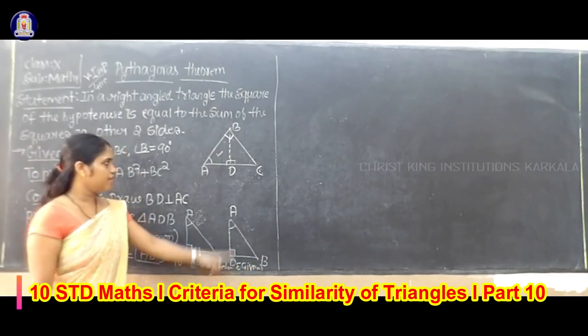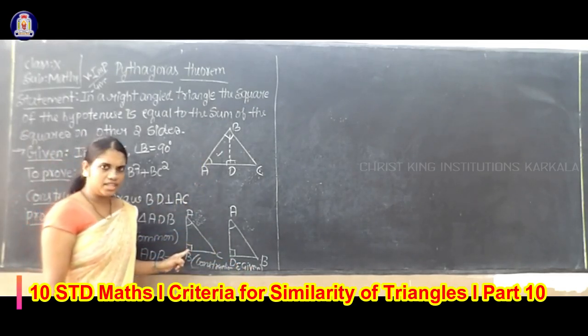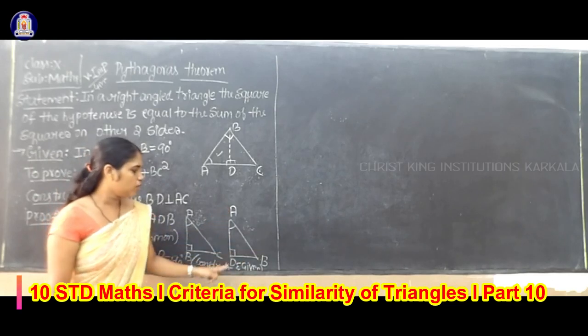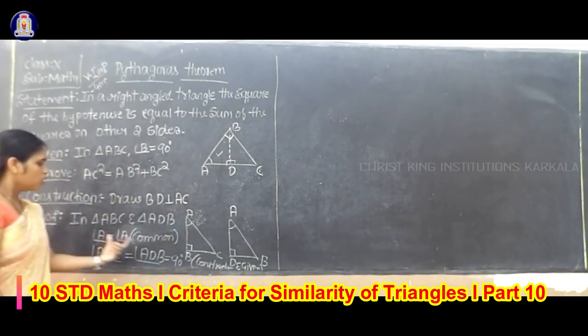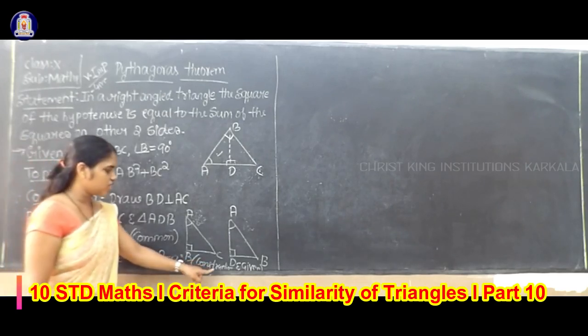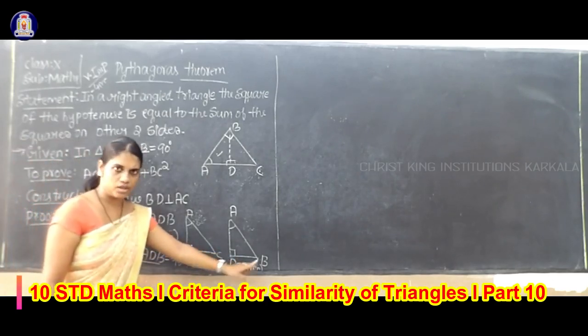Given, which one is given? ABC is equal to 90 degree, given, but ADB is equal to 90 degree I will get after the construction, isn't it? So therefore, what is the reason for this? Construction and given. Okay, yes.